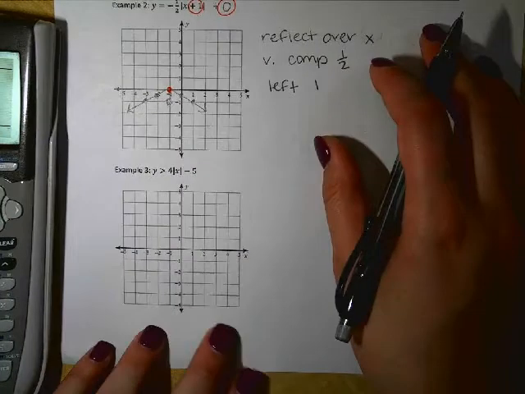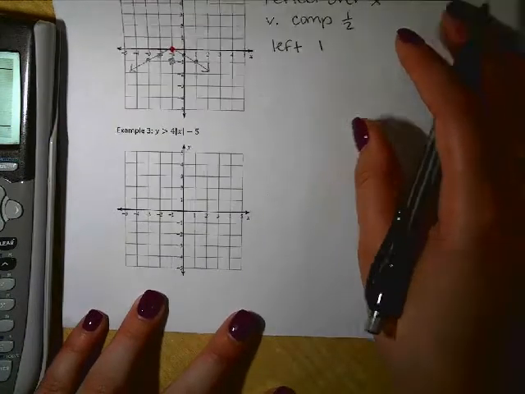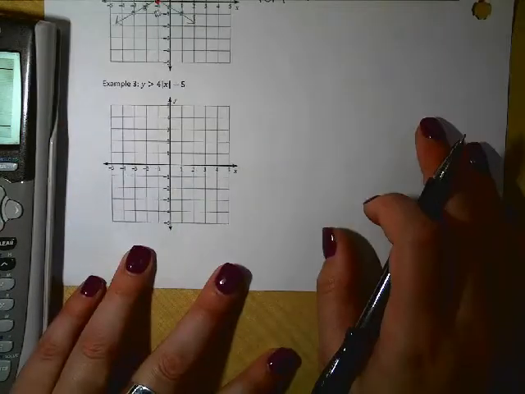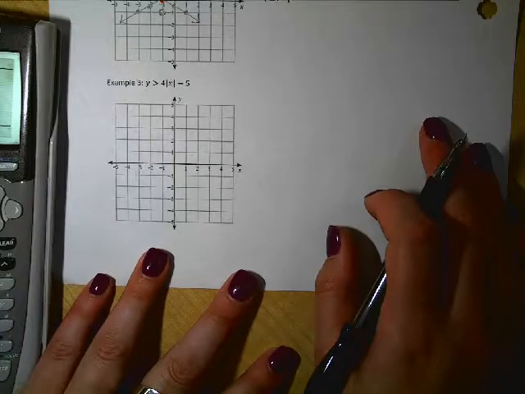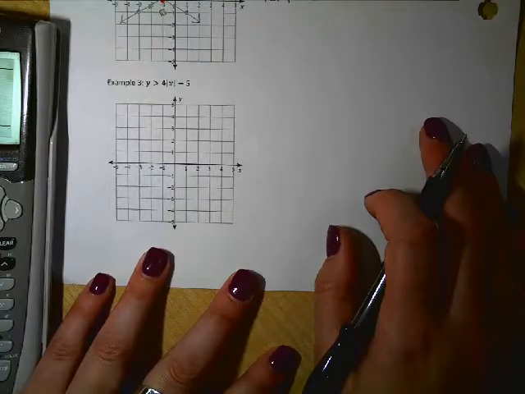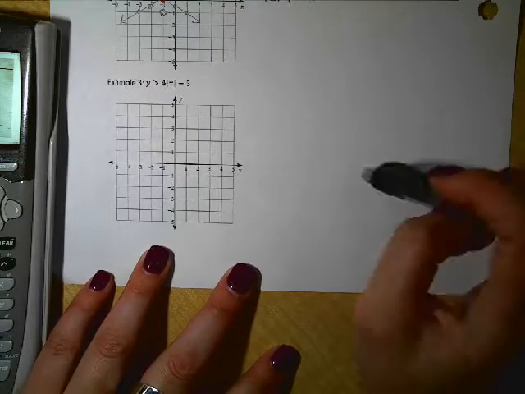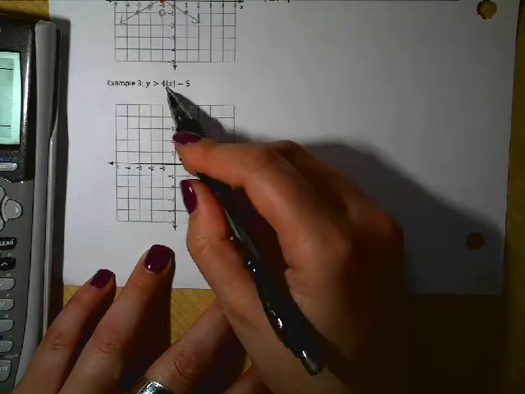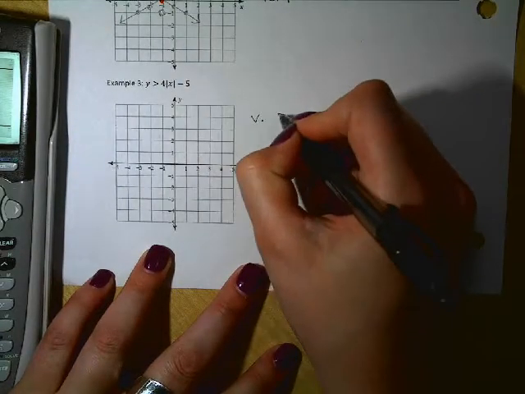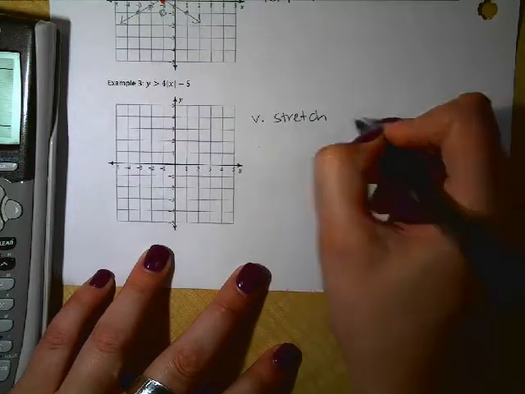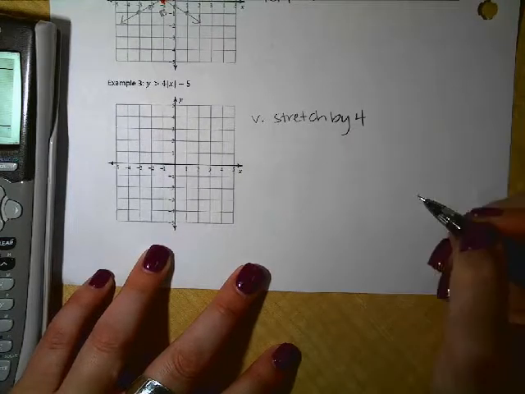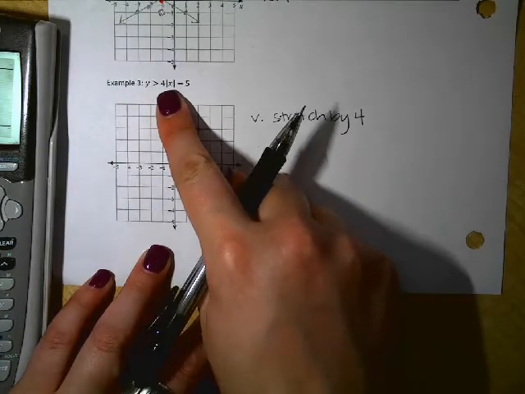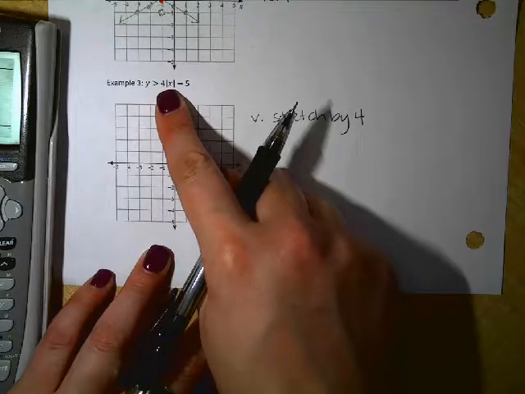Okay, what's different about this last example? It has an inequality, so what are we going to have to do? We're going to have to shade, and what kind of line are we going to draw? Dotted. Okay, so what transformations do you see? Okay, so we're going to say vertical stretch by 4. There's nothing inside the absolute value symbol, so what does that mean?